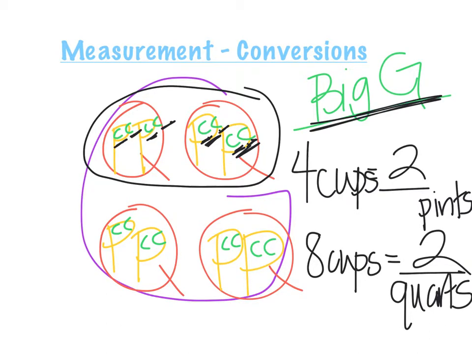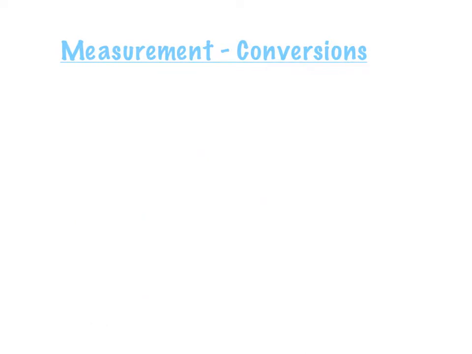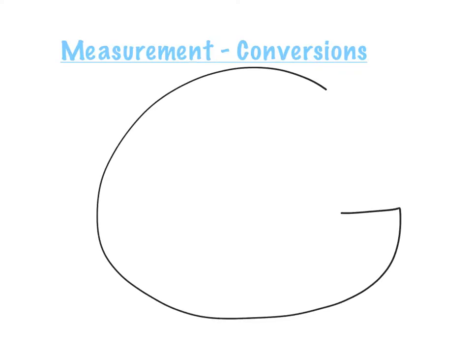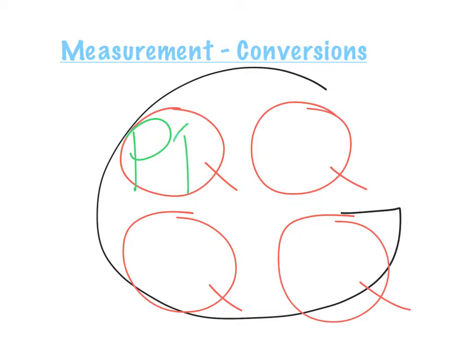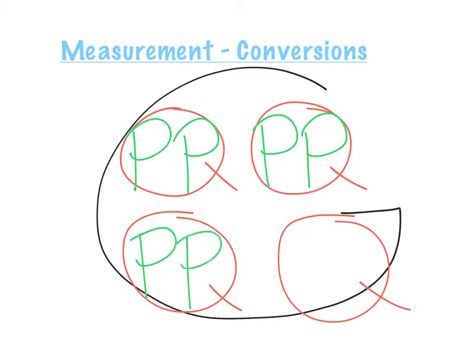Let's practice one more time what it should look like if we draw it out. We have, of course, that big G right there. Inside the big G, you have 4 quarts. Inside your quarts, you have pints. And what goes inside those pints? Good. Cups. 2 cups.